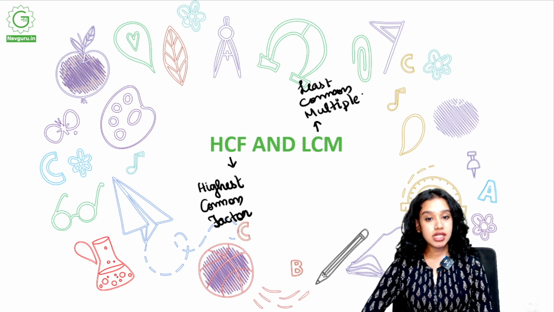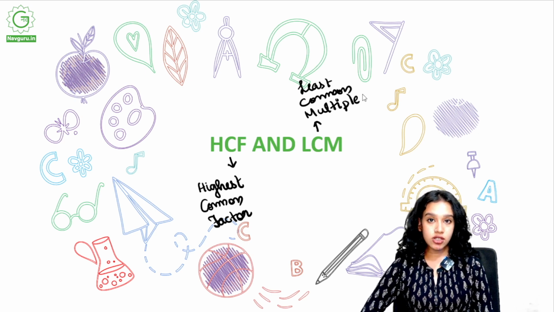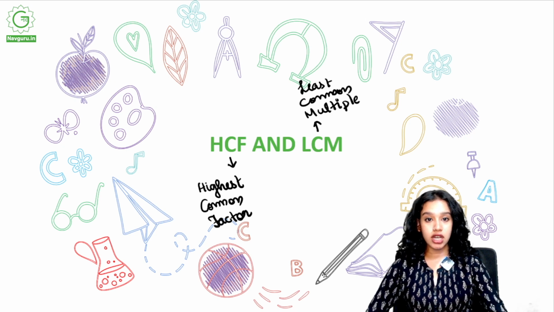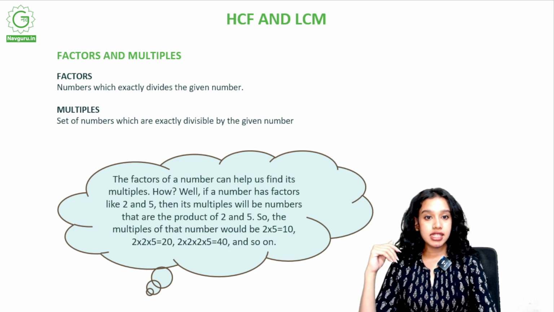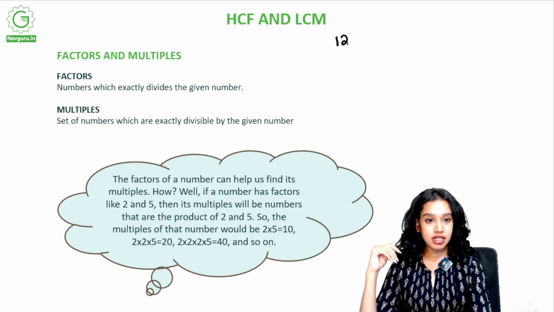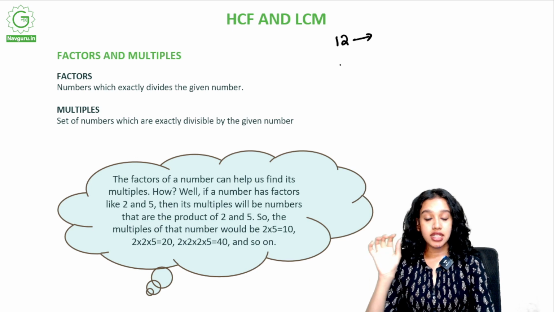To understand what HCF and LCM, or the highest common factor and the least common multiple, are, we have to know what are factors and what are multiples. So let's start the chapter by getting into those. Factors are the numbers which exactly divide a given number. Let's say we have 12 as a number. What are the factors of 12? Numbers which exactly divide the given number 12 are called the factors of 12.